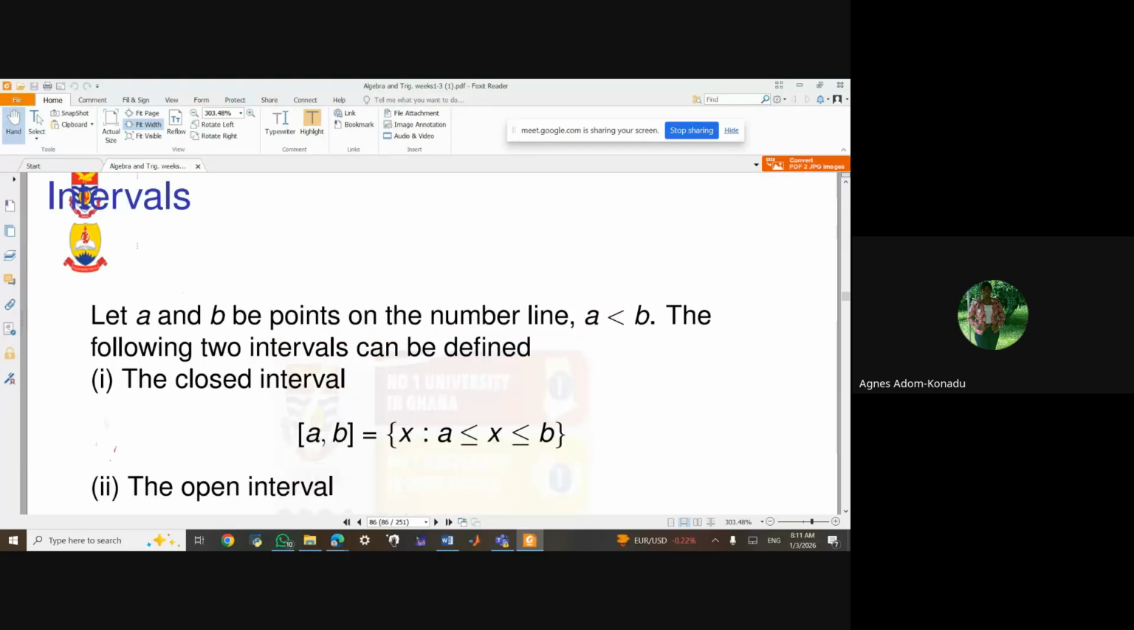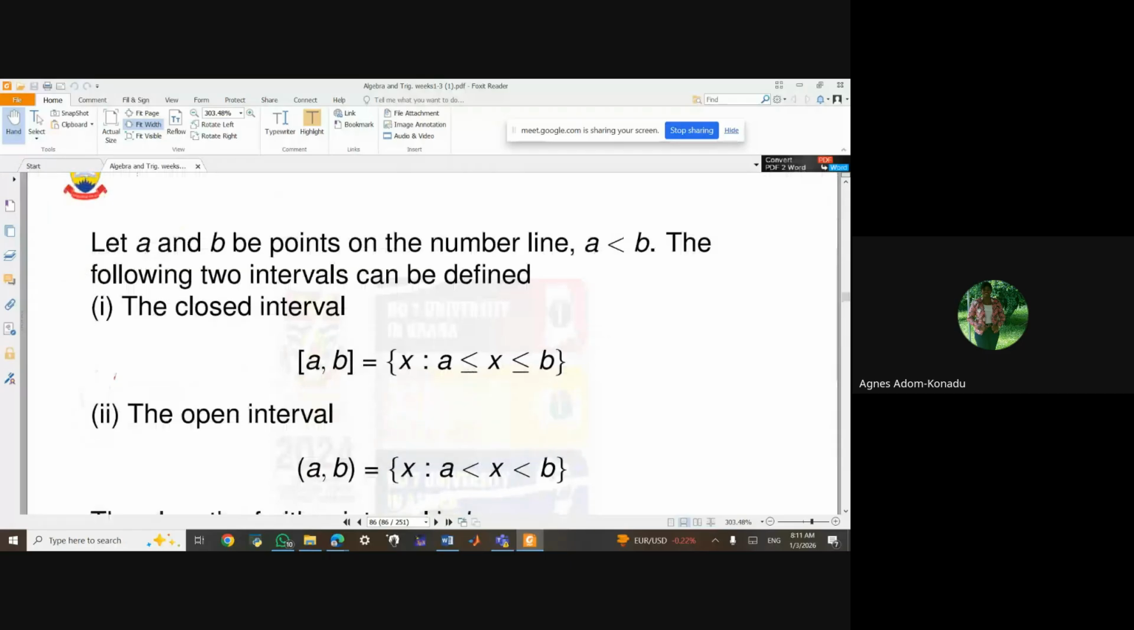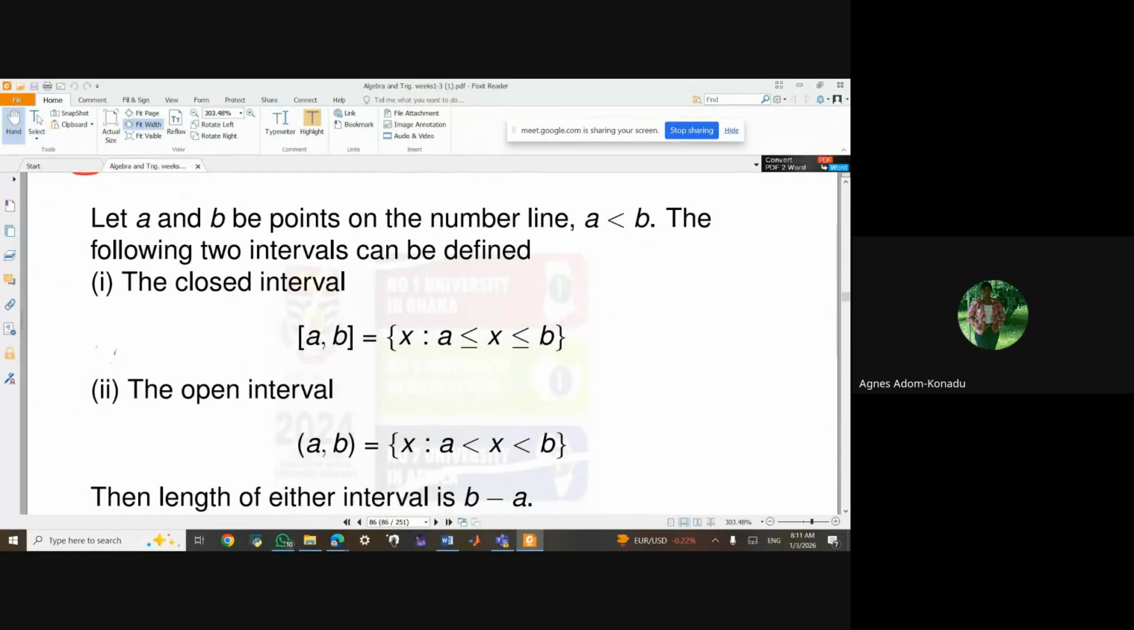Okay, so let's continue. We want to look at intervals. So let A and B be points on the number line, A less than B. Then we'll have the following intervals defined on them. We have what we call the closed interval. So please, in mathematics, when you see something like this, we call this one a closed interval. And this one is the same as x such that x is greater than or equal to A. So please take note of this.